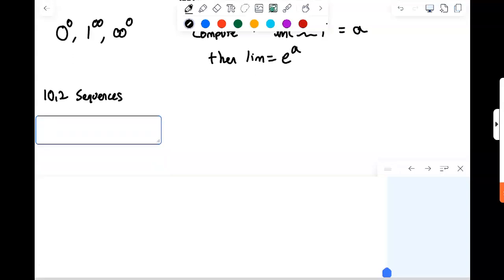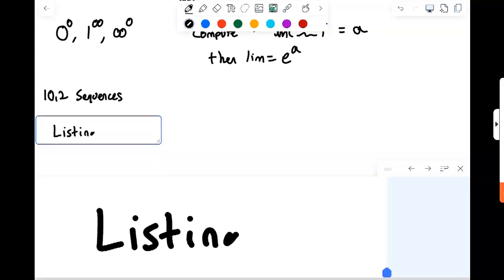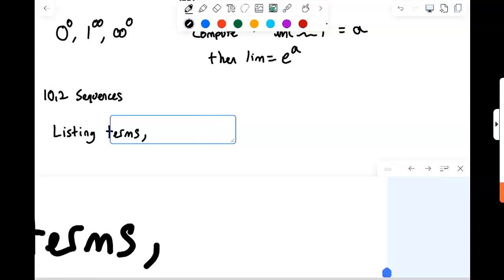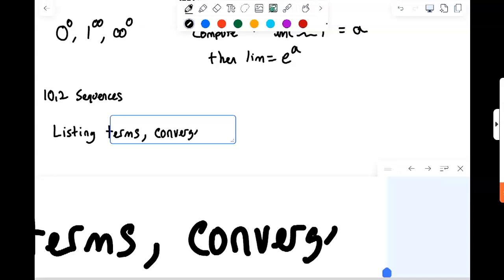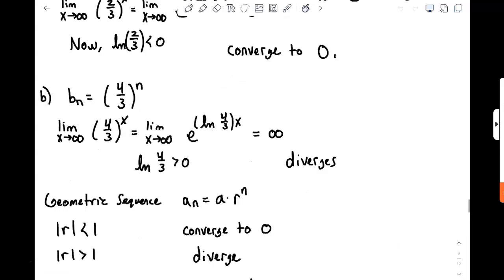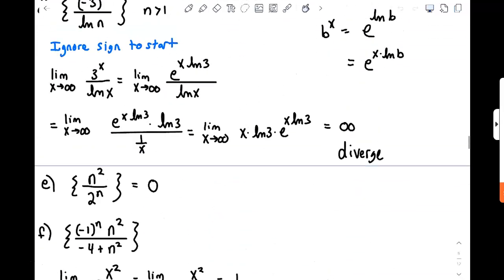Just like we did in 10.2, you'll be given some questions where you're asked to list out several terms of the sequence, and then talk about whether it converges. Remember, initially we asked the question of convergence in terms of making a guess, but later on in 10.2, we're able to talk about the overall convergence of a sequence.